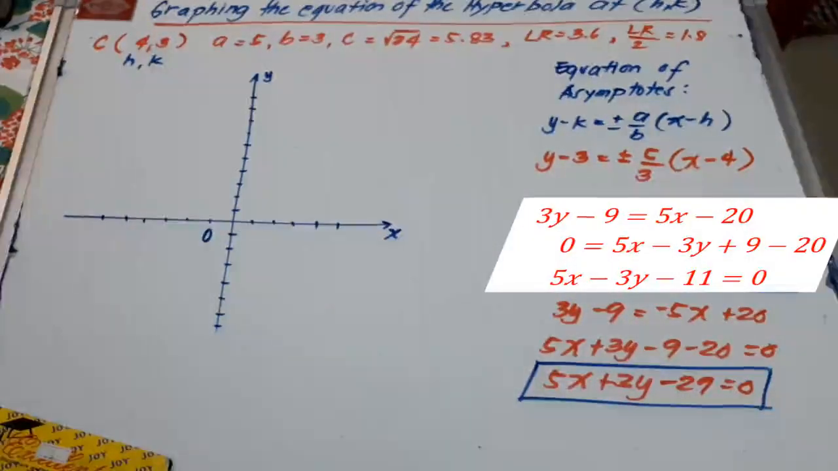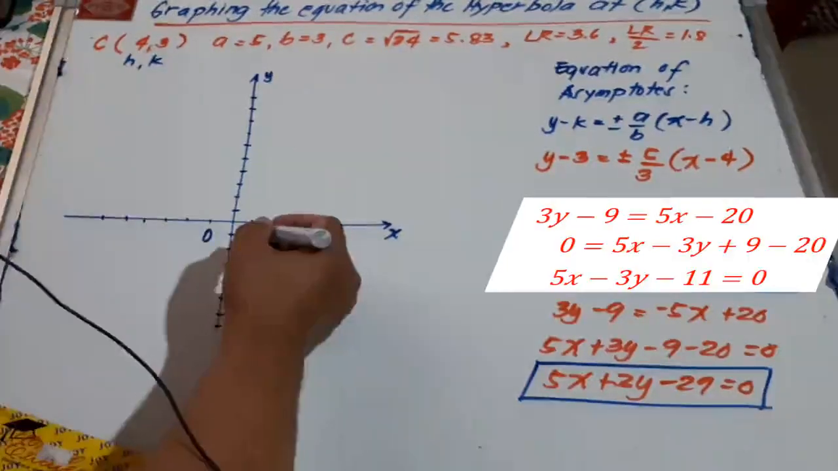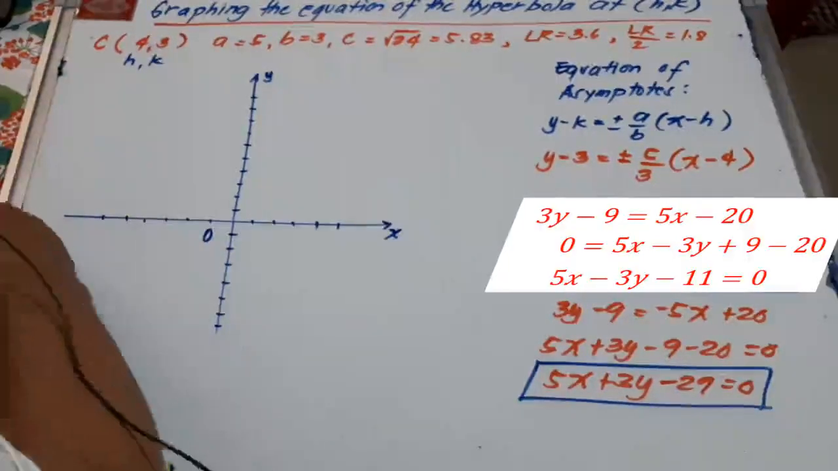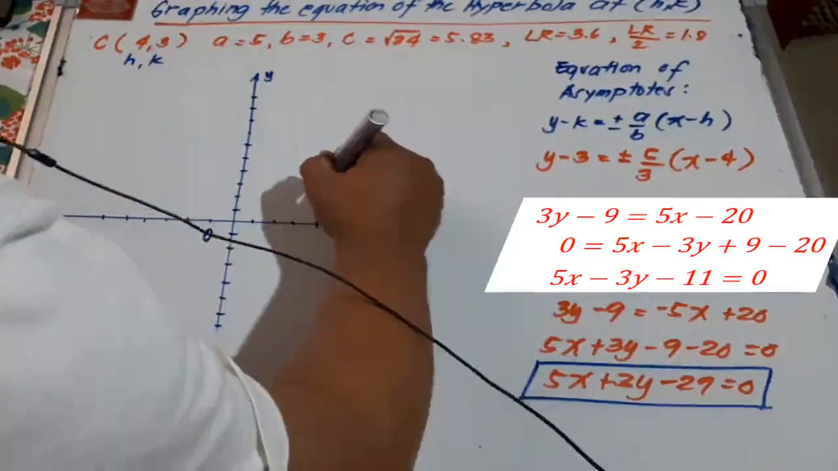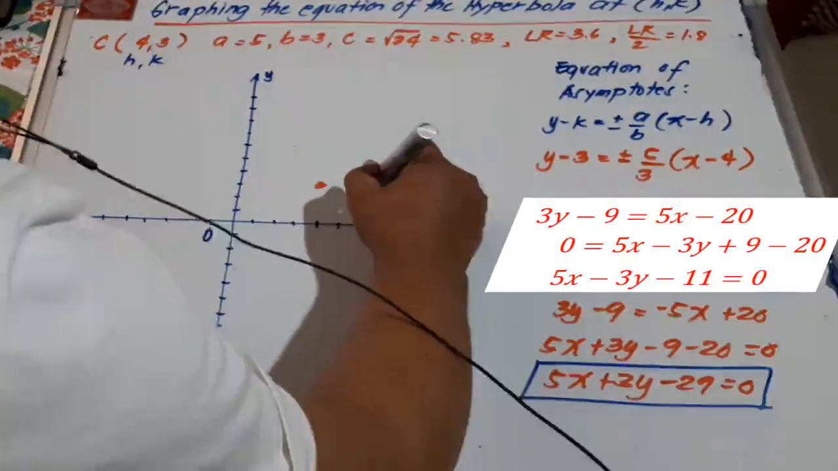Slope niya yung negative. So, ito yung papaganitong asymptotes. Okay? So, i-plot na natin yung mga points. So, for the center, we have 4, 3. So, 1, 2, 3, 4, 1, 2, 3. So, nandito yung center. 4, 3.